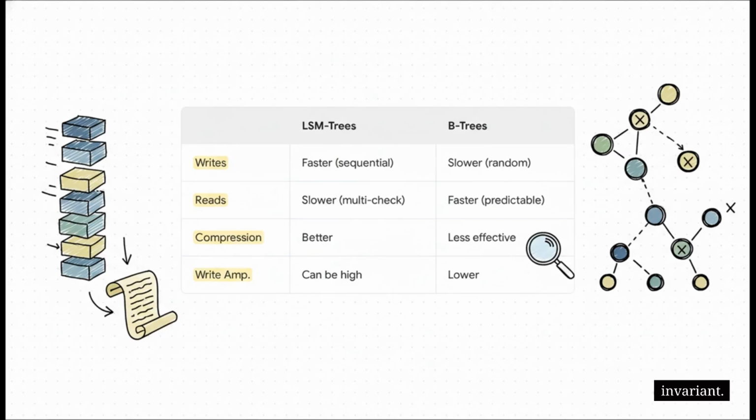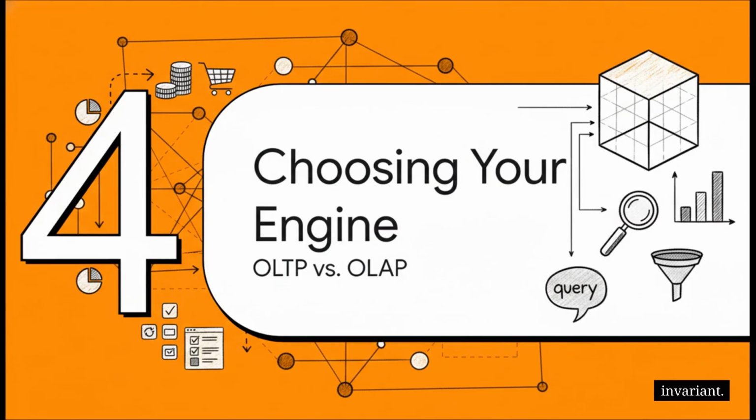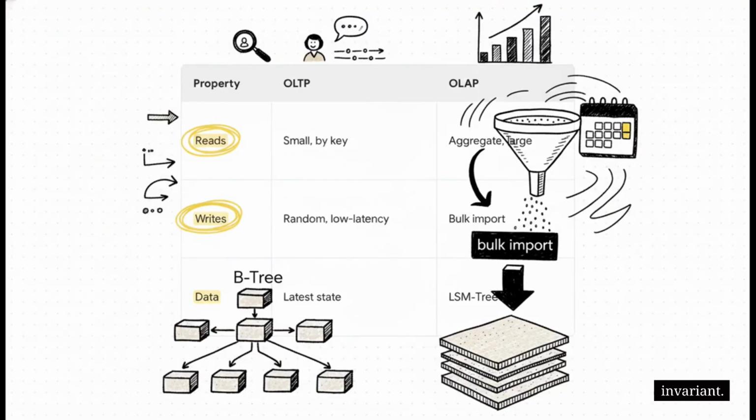And that right there is the heart of the trade-off. So how in the world are you supposed to choose? Well, it all comes down to your application's workload, and we can generally group database workloads into two big categories: online transaction processing, or OLTP, and online analytical processing, or OLAP. Your typical website or mobile app is an OLTP system. It does tons of little random reads and writes. Think looking up a user's profile, posting a comment, liking a photo. It cares about the latest state of the data. B-trees, with their super predictable read performance, really shine here.